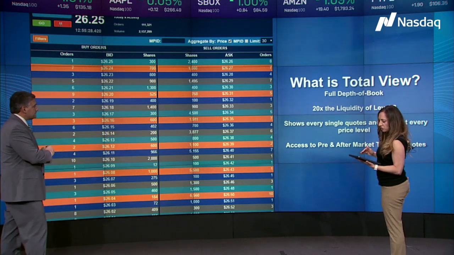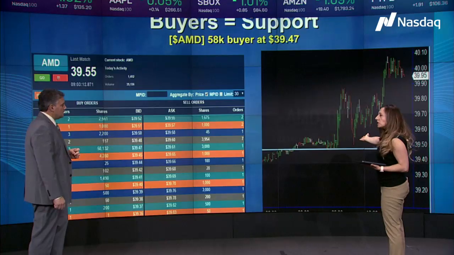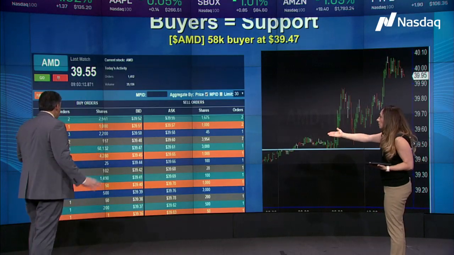All right, let's go to our next chart where we're looking at buyers, which of course is support, on AMD. AMD is one of the most widely traded stocks on the Nasdaq 100, always within the top 5 when it comes to volume and order flow. And the question was, how much lower can it go? Well, if you take a look at TotalView, it gives you that example.